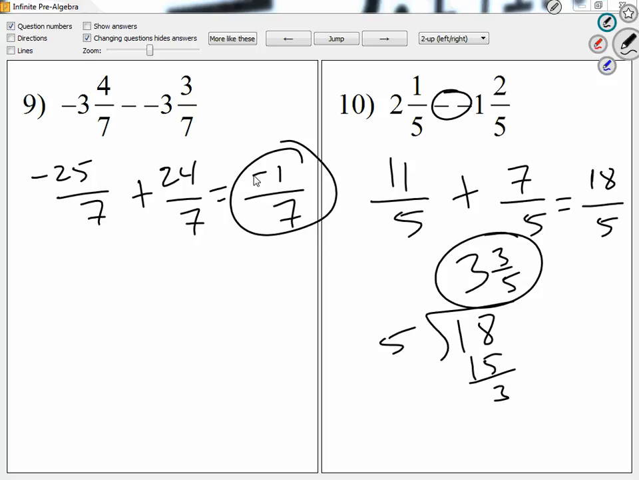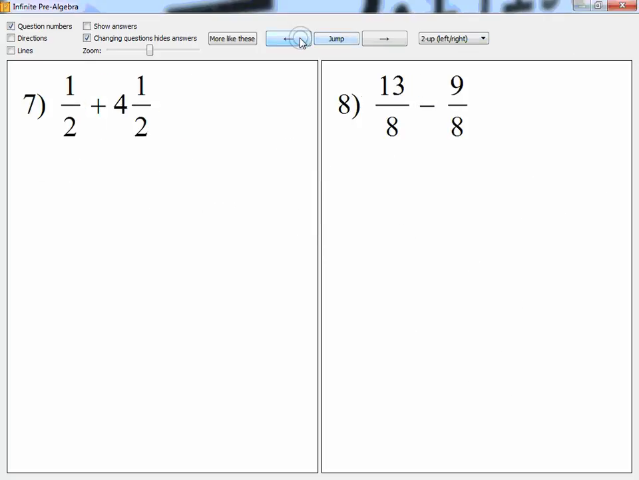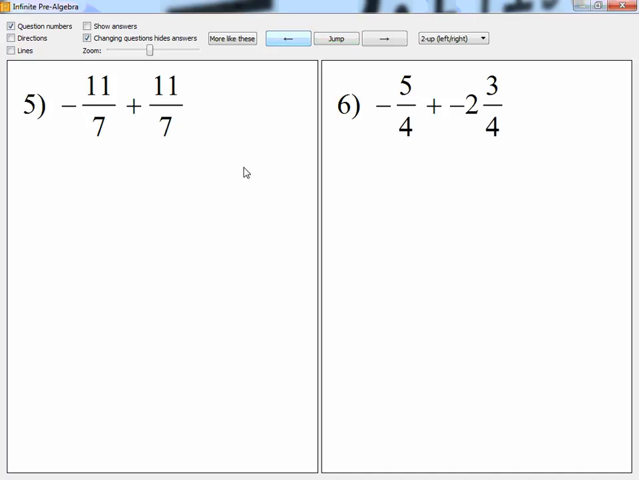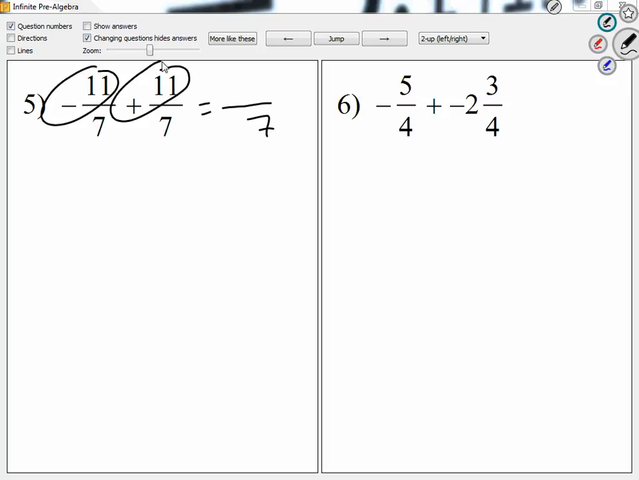Alright, any other questions for the first 20? Yes. Number 5. Alright, let's take a look at number 5. So we copy the 7 from the bottom. Right, they're all improper to begin with, so I don't have to change them. How much is negative 11? Okay, because I'm not forgetting the sign. How much is negative 11 plus 11? 0. Yeah. 0 divided by anything is what? 0. Okay.